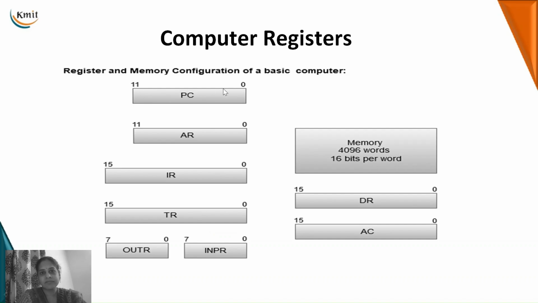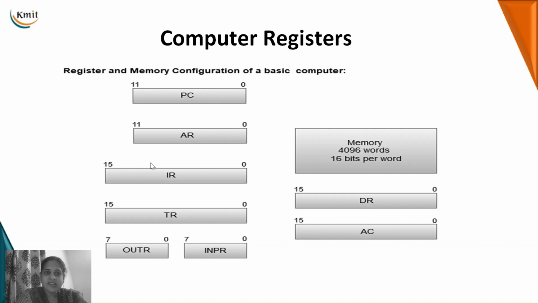Coming to the first one, the first register is called the program counter. If you look at the registers here, there is a numbering given for each register. It starts from 0 and ends with some number. This particular register, PC, the program counter, starts at bit 0 and ends at the 11th bit. So the total capacity of this register is 12 bits, from bit 0 to bit 11.